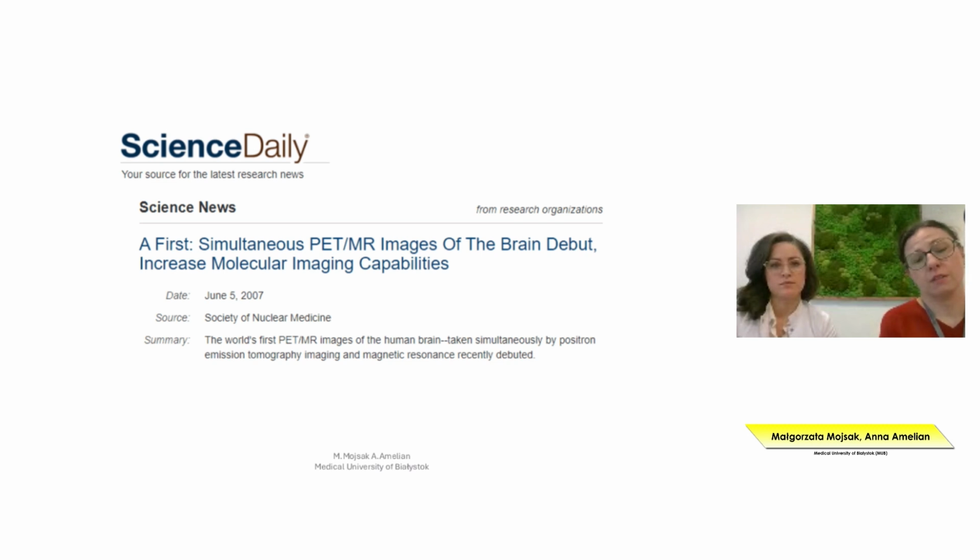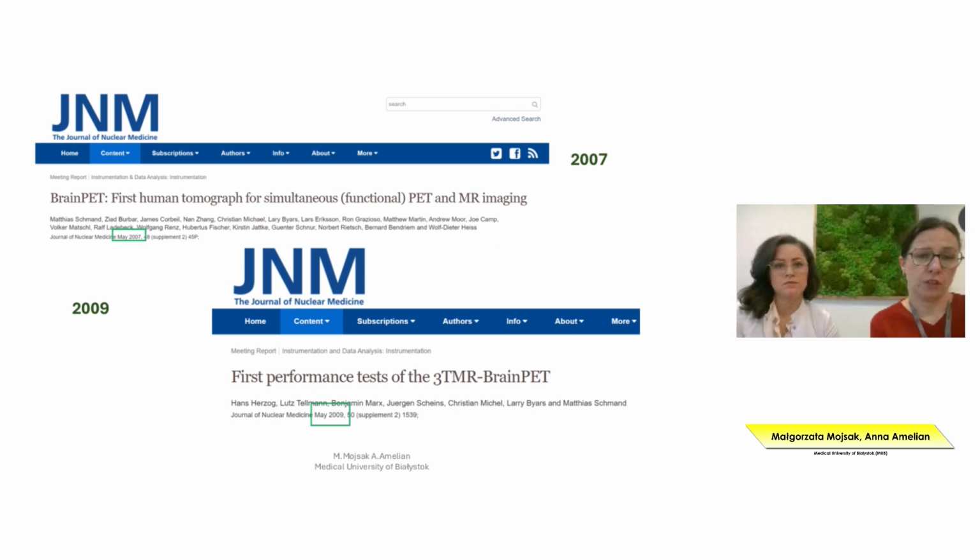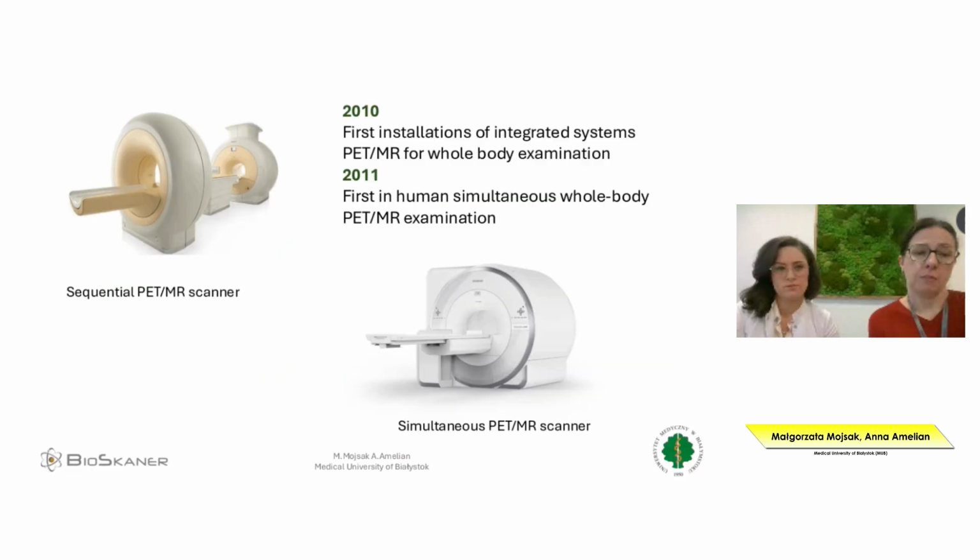The first publications with the use of PET-MR images occurred in 2007. And these are PET-MR images of brain. Here you can see 2009. So 3-T MR brain PET was applied in May 2009. And these were really the first research examinations. They were not routine clinical examinations.